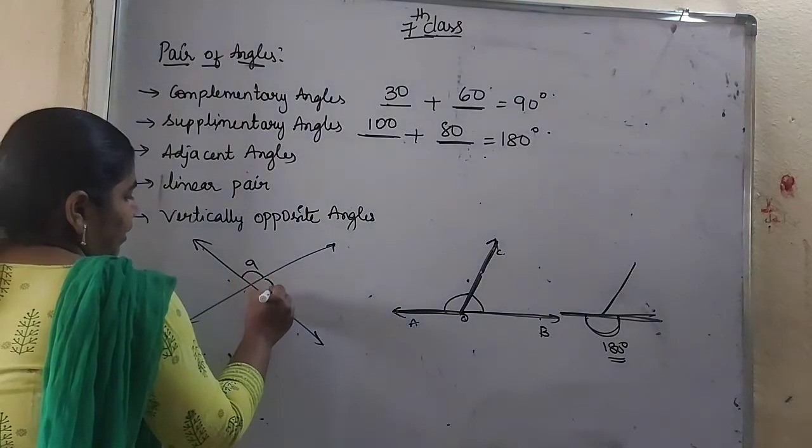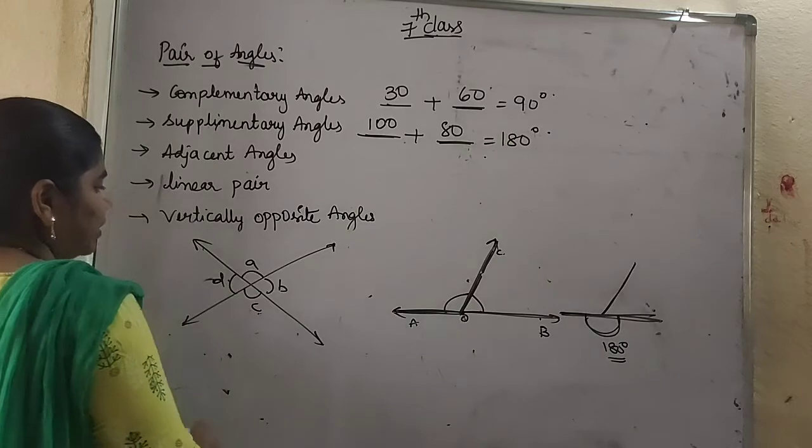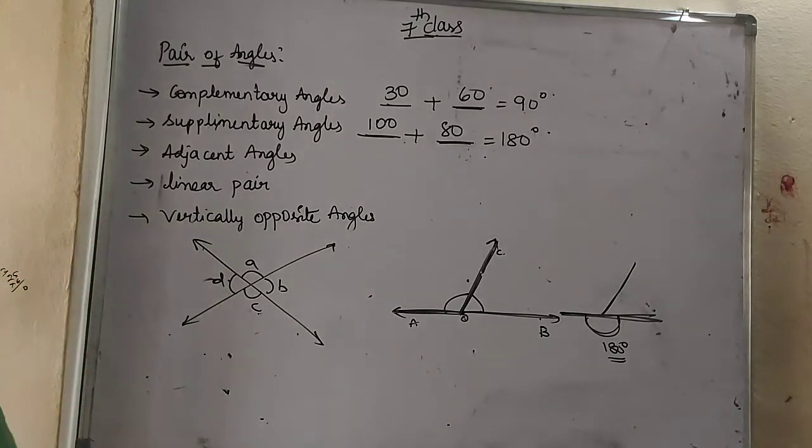So here A, B, C, D. How many angles has been formed in this figure? Total 4 angles has been formed.